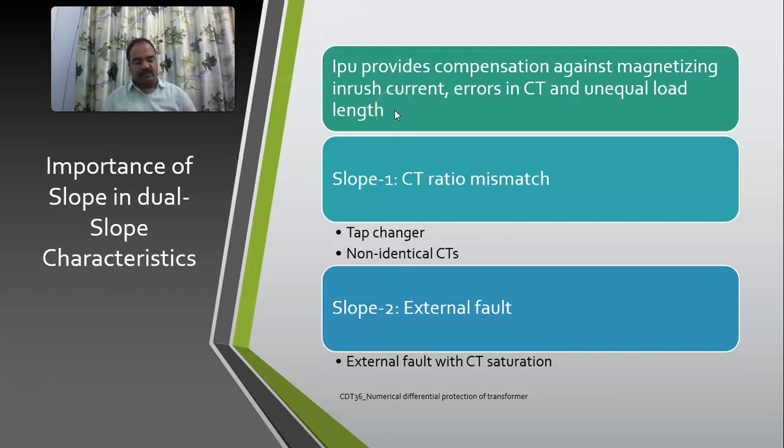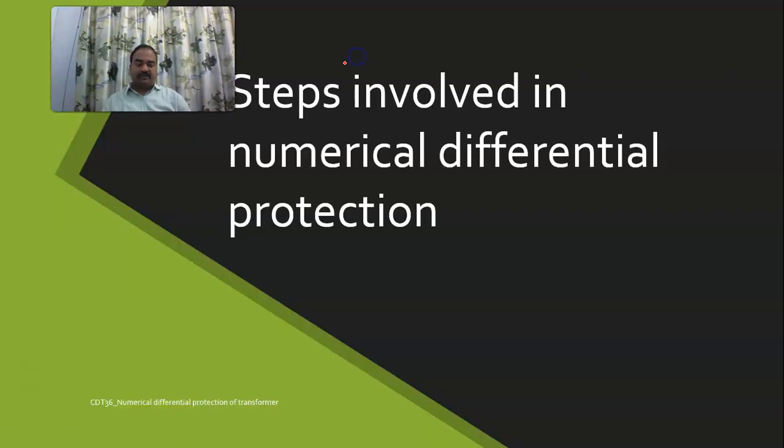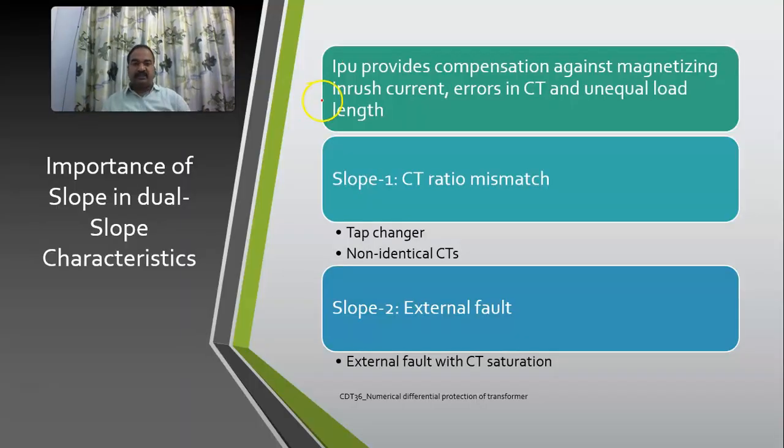See, this has been mentioned here clearly. Why should you have a minimum value? Because most of the time there will be sudden inrush currents. There can be errors in CT ratios. There can be unequal lead lengths. So for that case, you need to maintain some minimum pickup value that is required.